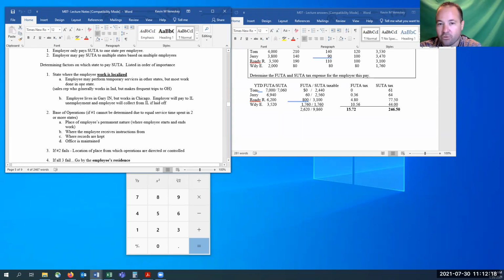All right, so where do you draw unemployment from? You've got some factors here. Usually the first 2 are going to come into play the most often. All right, so A, the first determining factor: where is the main work localized? So you may go to other states and do some things, but maybe half of your time at least is in one state. So that's where you would draw unemployment from, and that's where the employer would pay into.